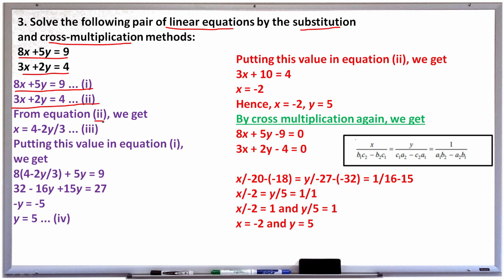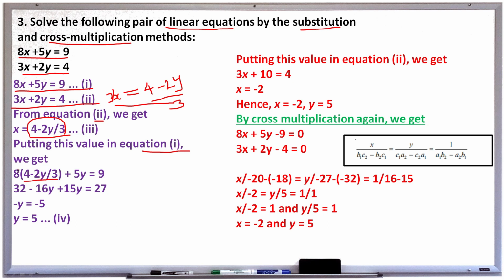From equation number 2 we get, just to simplify equation number 2, 3x is equal to 4 minus 2y. 2y we are bringing to the right hand side, it will become minus 2y. The 3 you can bring down, so it will become the denominator. So x is equal to 4 minus 2y by 3. Putting this value in equation number 1, instead of x you put the value 4 minus 2y by 3, plus 5y is equal to 9.